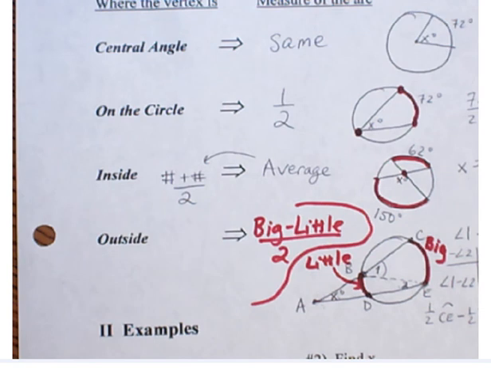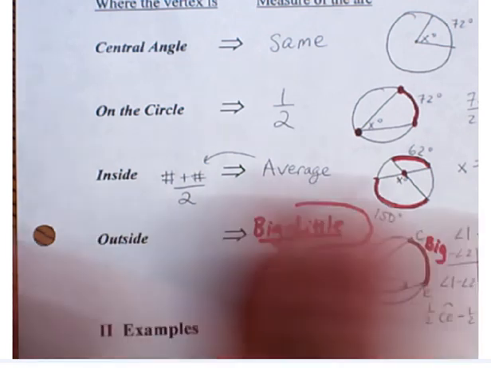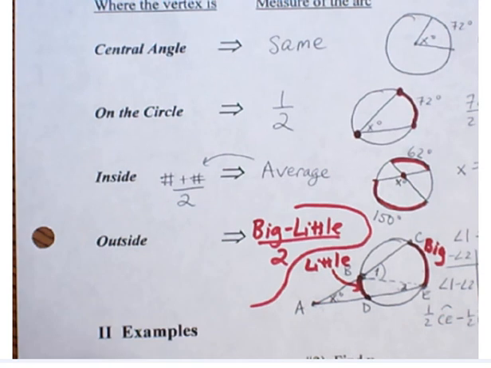So here's how it goes. If it's a central angle, it's the same. If it's on the circle, it's 1/2. If it's inside, then it's average. If the angle's on the outside, then it's big minus little over 2.